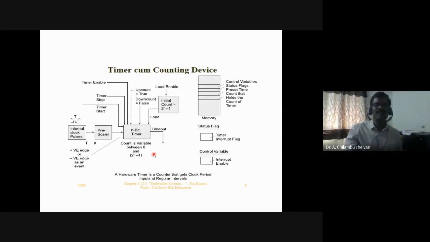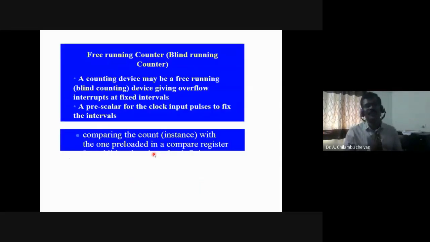Now today's topic is free-running counter. What is a free-running counter? A counting device may be a free-running device giving overflow interrupts at fixed intervals. A prescaler for the clock input pulses fixes the intervals. Okay, this is the important point.